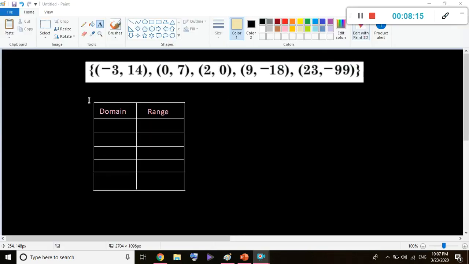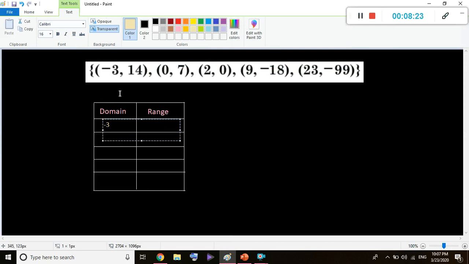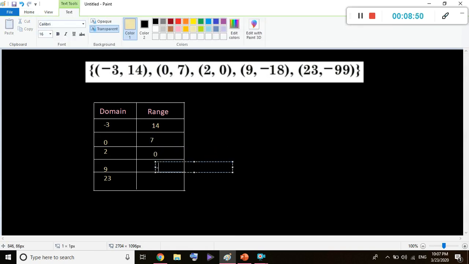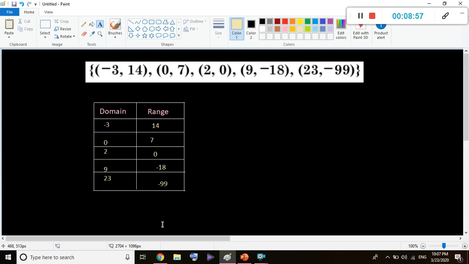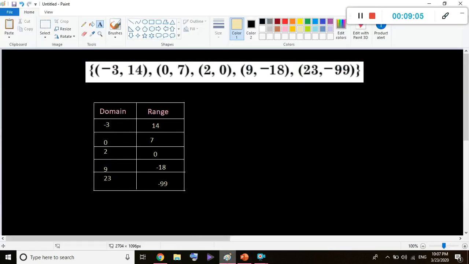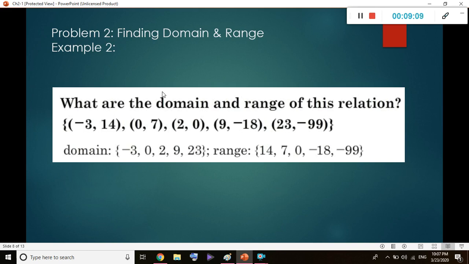So let's now write the domain here. It's going to be -3. Here it's going to be 0. And here it's going to be 2. Here it's going to be 9. Here it's going to be 23. Let's go for the range here. It's going to be 14. Here it's going to be 7. Here it's going to be 0, -18, and here it's going to be -99. So this is the domain, which is the x coordinates, and the range, which is the y coordinates. Let's check here. -3, 0, 2, 9, 23, and here it's going to be 14, 7. Okay, so these are the domains and the ranges.